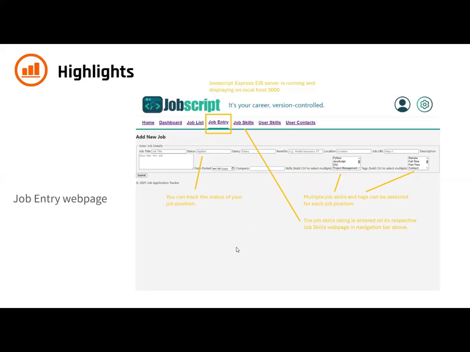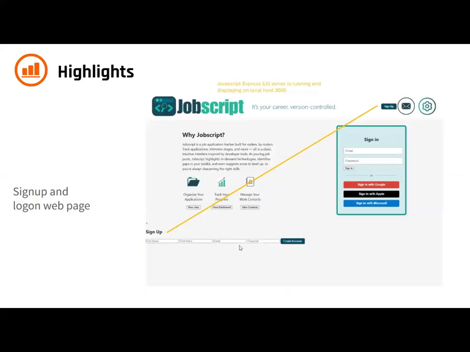Here we have an example of the job entry website. All the input boxes are working. Next page is the login and sign up page. Here, make sure all the buttons are working, such as the sign up button where it pops up a form for you to enter your email and name information.